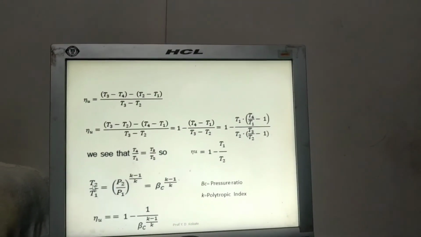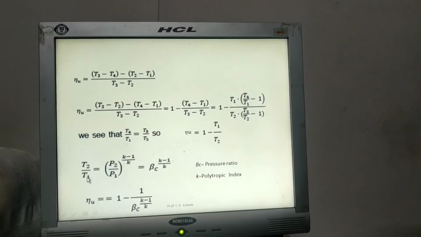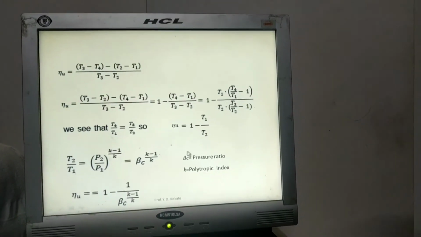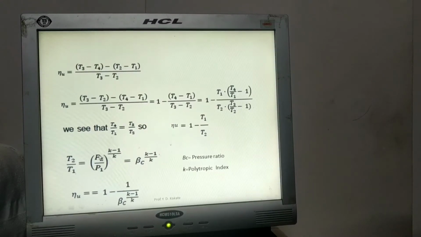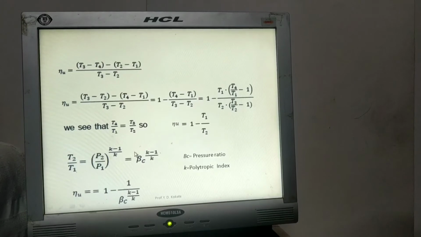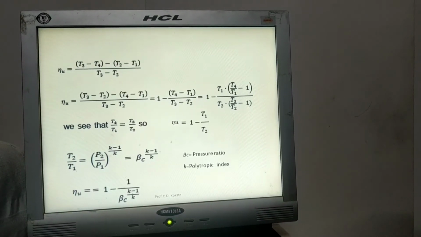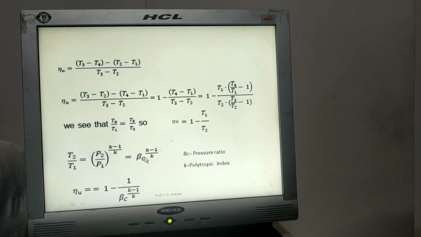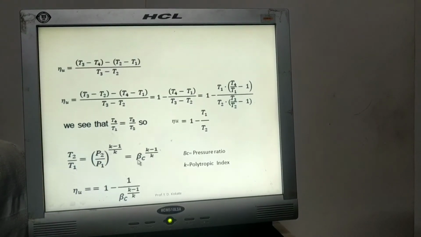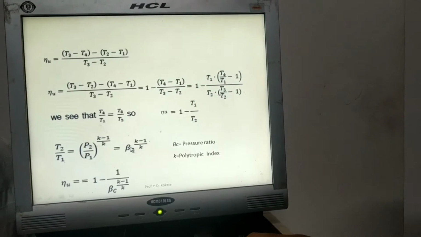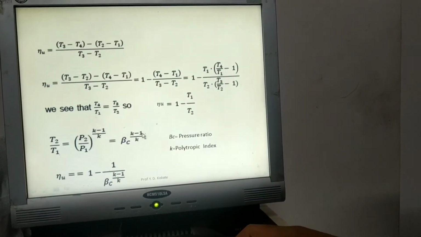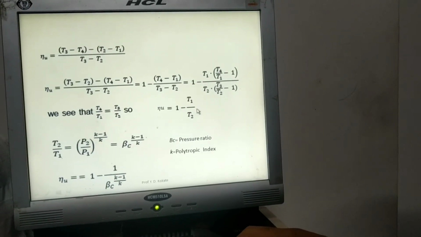Now according to the ideal gas equation, T2 upon T1 is equal to (P2 upon P1) raised to (K minus 1) upon K, where K is the polytropic index and P2 upon P1 is the pressure ratio. I already told you that during the compression we have to decide the pressure ratio, which is a very important or vital parameter. Now we put this pressure ratio inside this formula, that is T2 upon T1 is equal to beta raised to (K minus 1) upon K.